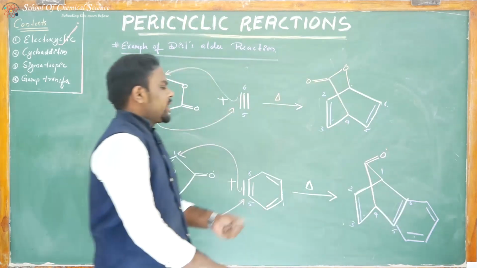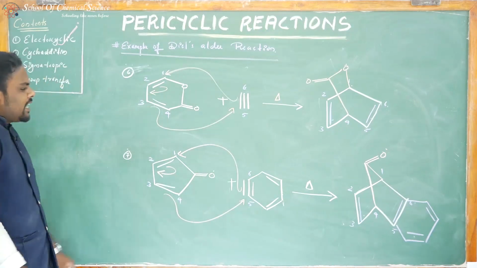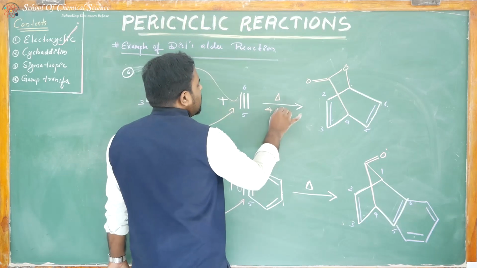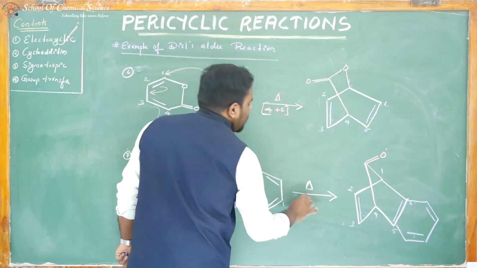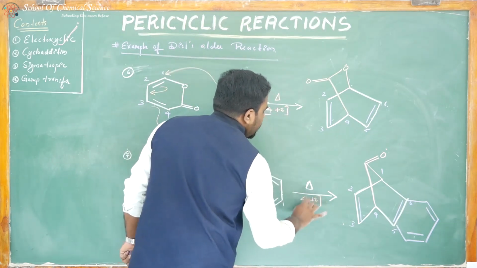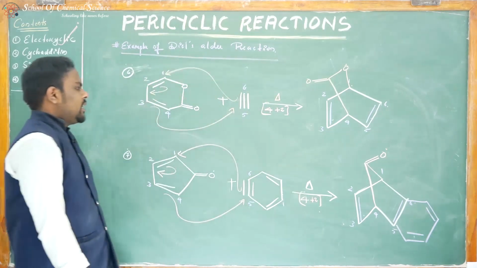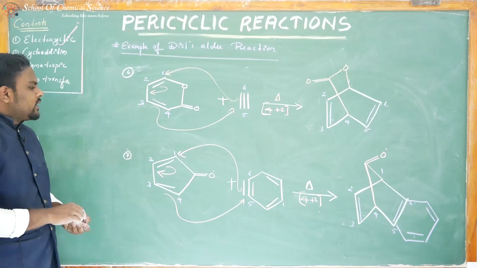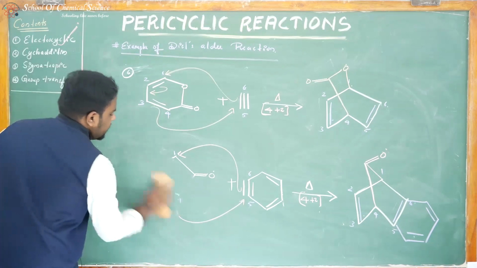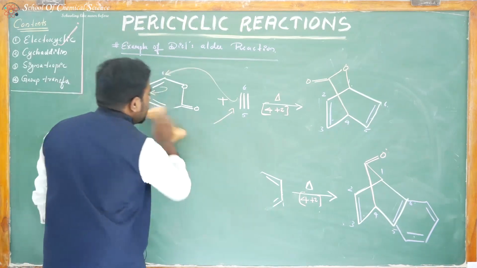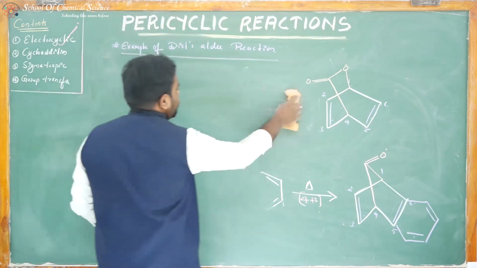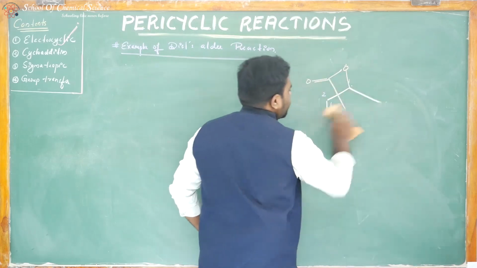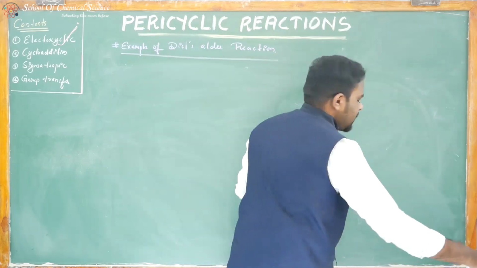So that's your product. So what type of reaction are all these? All these are 4+2 cycloaddition reactions, or the Diels-Alder reaction. Okay, next question. Question number 8.